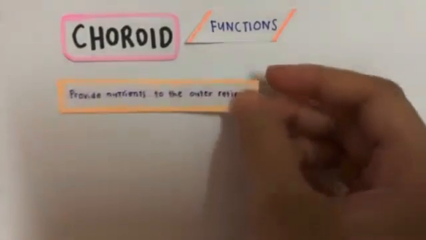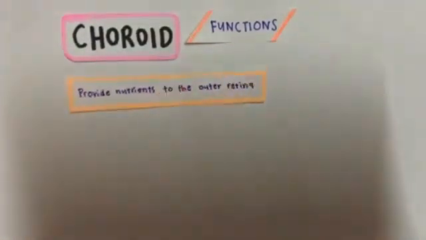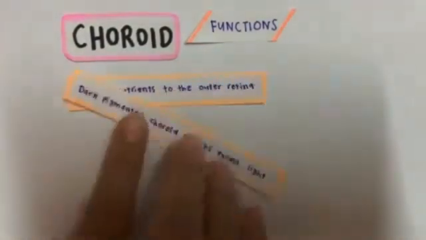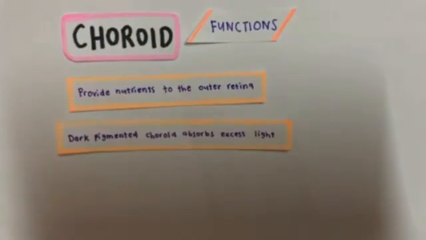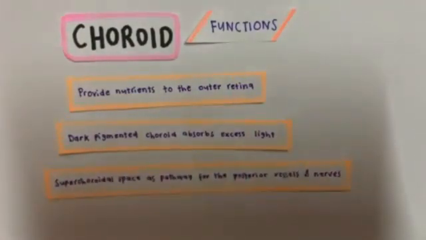Lastly, let's take a look at the functions of the choroid. Firstly, it provides nutrients to the outer retina. The dark pigmented choroid absorbs excess light. And lastly, the suprachoroidal space provides a pathway for the posterior vessels and nerves to pass through.